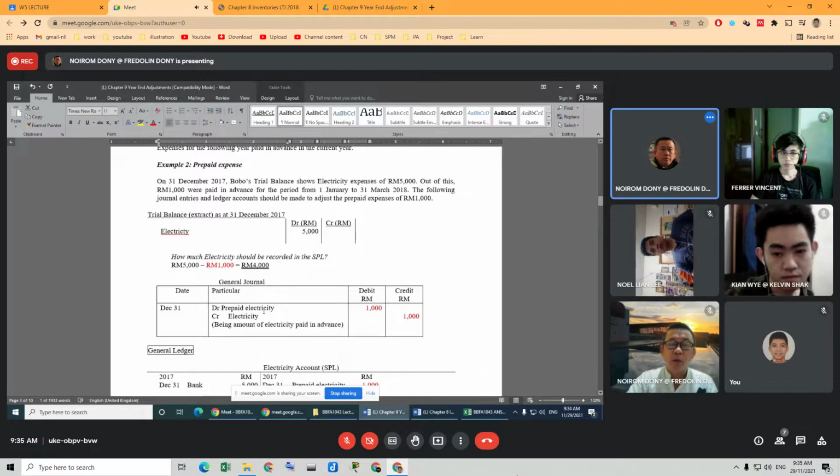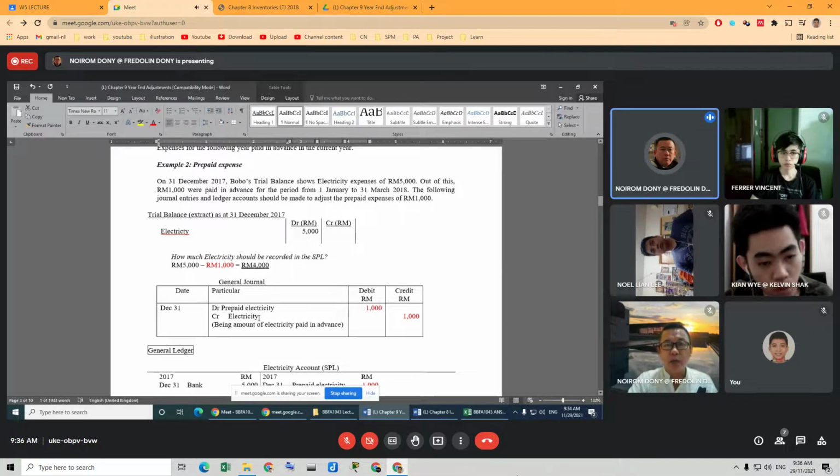Now, what will be the prime entry? The prime entry will be the general journal, because it's not cash. Now we only do the adjustment. So how do we do the adjustment? We have to reduce the debit item. How do we reduce a debit item? We make a credit entry. That is the only thing to remember: to reduce a debit item, we make a credit entry. We credit the 1,000 in the electricity. Credit.